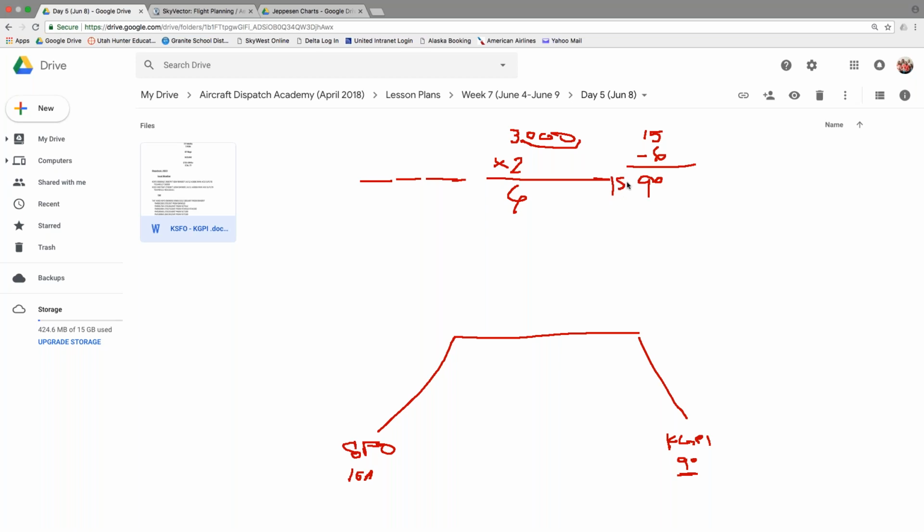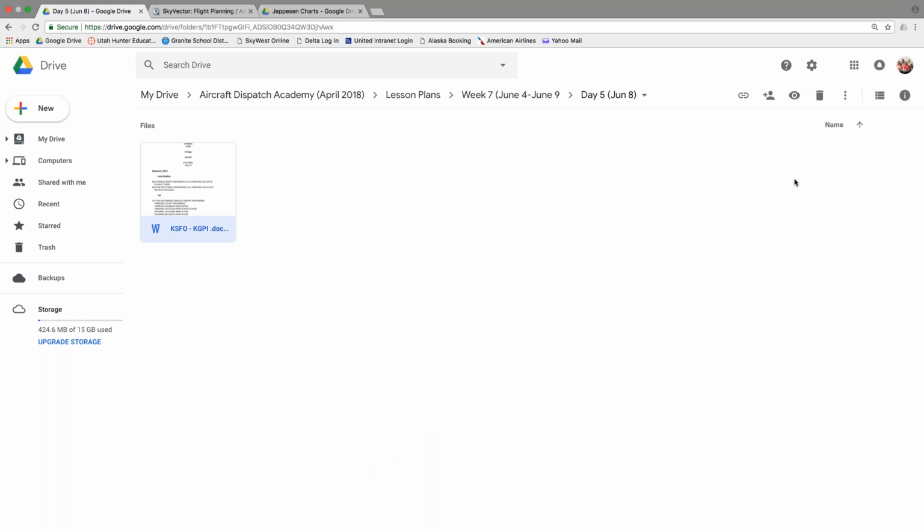This is ISA at Kalispell, Montana. This is our standard temperature. And our outside air temperature currently is 9 degrees Celsius. So we are at ISA in Kalispell, Montana. Okay, so we're going to use the ISA chart at our departure and our destination. Everybody comfortable with ISA? Feeling good?